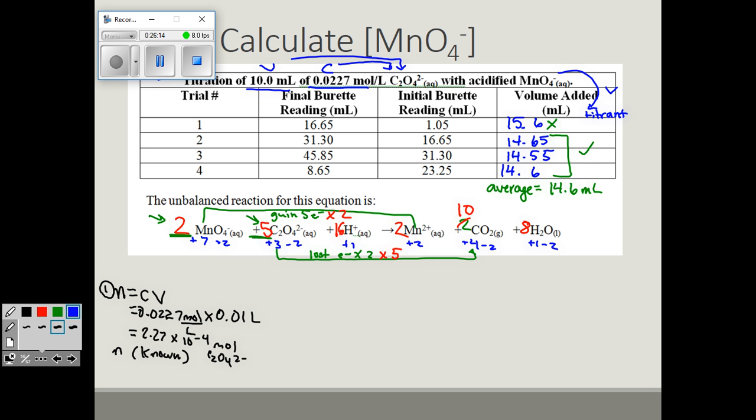Second step is to use the ratio between this substance that I know something about and the one where I'm trying to calculate something. I'm looking for the concentration of permanganate, so I'm going to take the ratio between oxalate and permanganate ions. So I'm going to take my C2O4 negative. Now, since that's the one whose number of moles I already calculated, it goes on the bottom. Since permanganate is the one I'm looking for, it goes on the top.